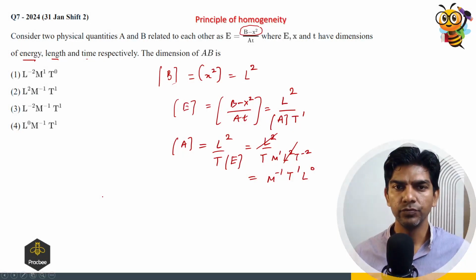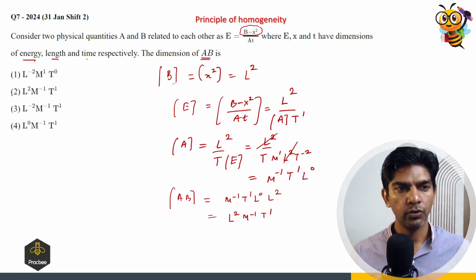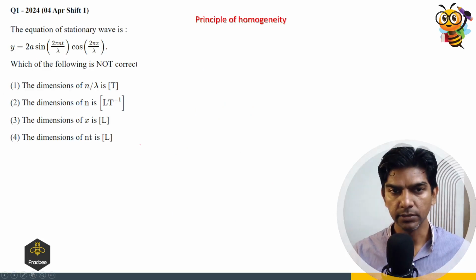So we got the dimension for A, and we have to find the dimension of AB. So what is the dimension of B? That is L square. So dimension of AB will be M raised to power minus 1, T raised to power 1, L raised to power 0 times L raised to power 2. So that will be L raised to power 2, M raised to power minus 1, T raised to power 1. So option 2 is the right answer.